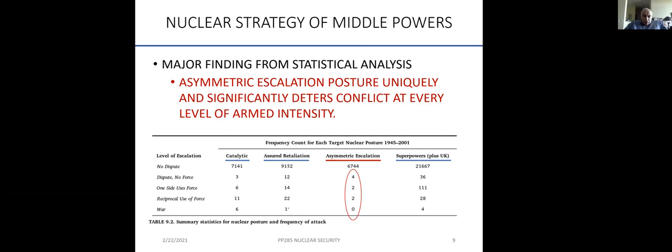So here are Narang's major findings from statistical analysis. This is all written up in the book sections that I've asked you to read. Asymmetric escalation posture is uniquely and significantly deterring conflict at every level of armed intensity. So you have here, in the level of escalation, no dispute. Dispute with no force, one side uses force, reciprocal use of force, and war. And the frequency count for each target nuclear posture from 1945 to 2001, it shows that asymmetric escalation uniquely deters conflict at every level.